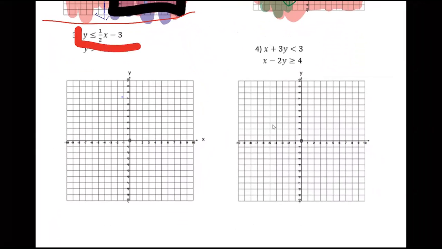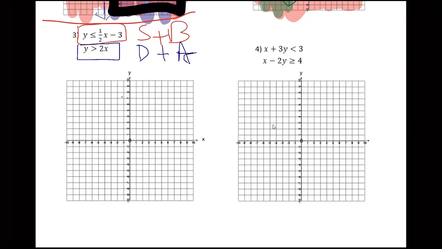So these ones, oops, let me make that thinner. So these ones are pretty much good to go. So this one's going to be solid. And since it's less than, you're going to go below. This one is greater than, with no equal to, so it's dashed, and it goes above because it's greater than.